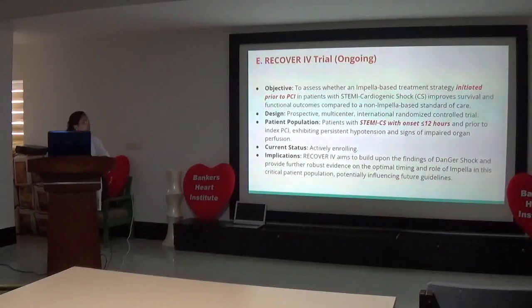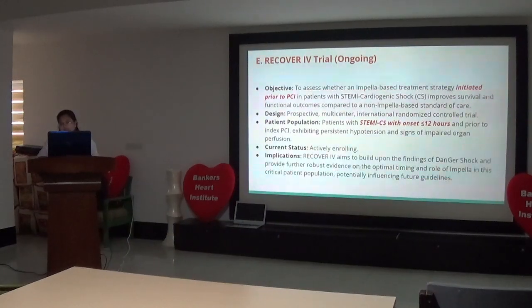The next trial, based on this study, is the RECOVER-4 trial. It is to assess whether an Impella-based treatment strategy initiated prior to PCI in patients with STEMI cardiogenic shock improves survival and functional outcomes compared to non-Impella-based standard care. It's a prospective, multi-center, international randomized controlled trial. Patients with STEMI-CS with onset less than 12 hours and prior to index PCI, with persistent hypotension and signs of impaired perfusion, were selected.